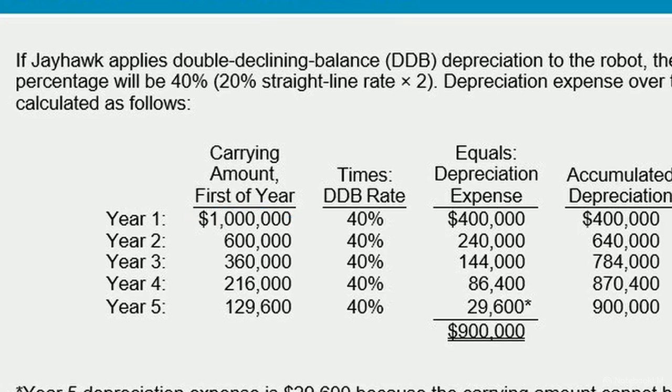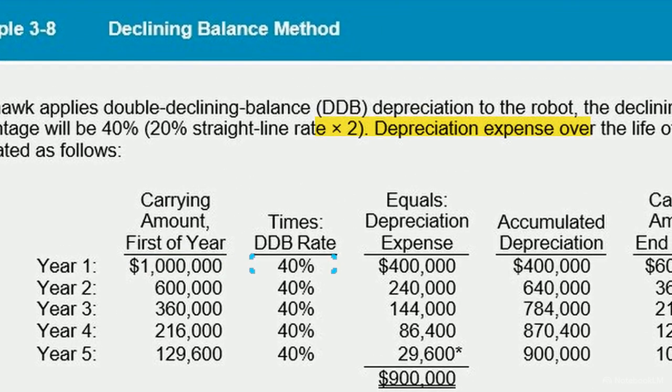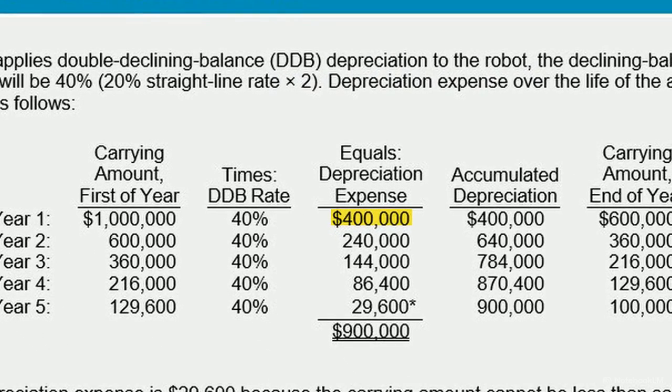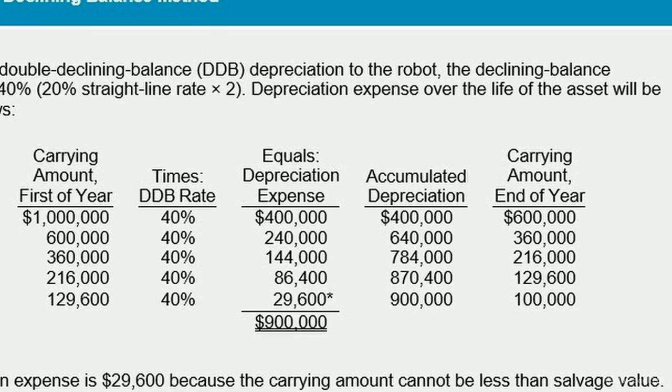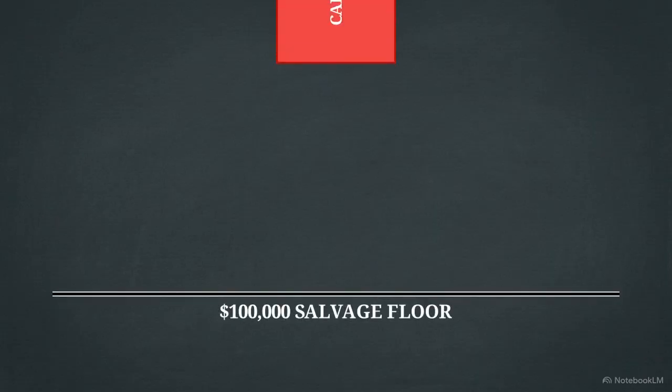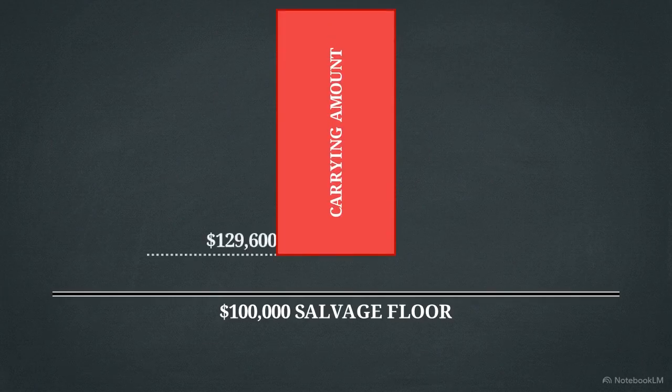We then apply a 40% rate, which is derived by taking the 20% straight-line rate and simply doubling it. That produces a massive year-one expense of $400,000. Subtracting that charge from the initial asset value physically reduces the starting balance for year two down to $600,000. If we follow this constant rate against a declining balance down to year 5, we hit a mathematical anomaly. Because DDB ignored the salvage value up front, applying the 40% rate in year 5 would drop the asset's final carrying amount below its $100,000 floor.